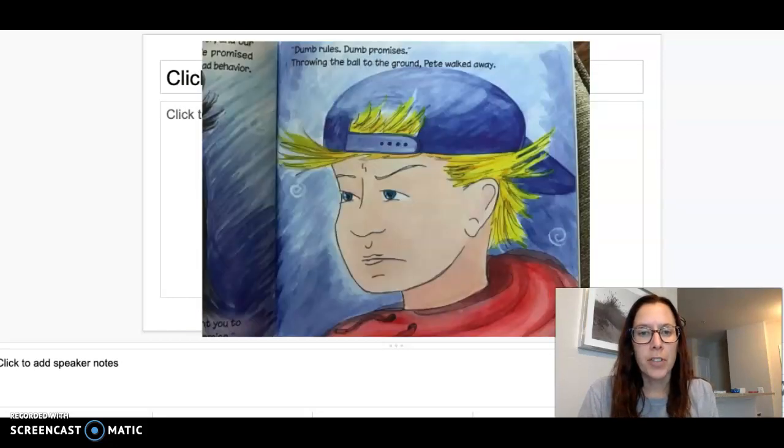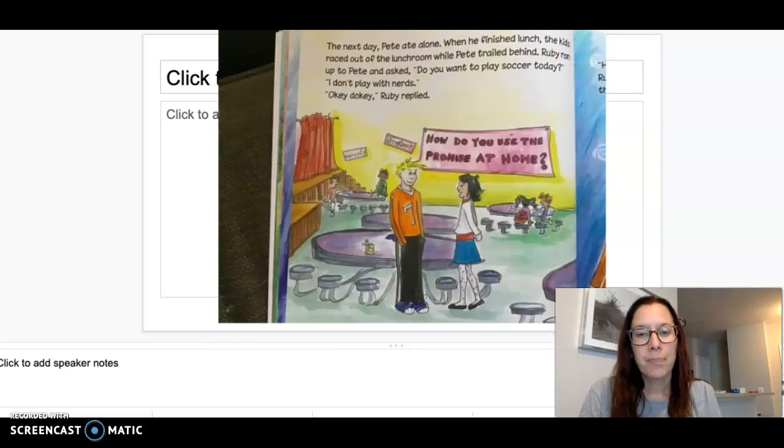Dumb rules, dumb promises. Throwing the ball to the ground, Pete walked away. He's just not making good choices. The next day, Pete ate alone. When he finished lunch, the kids raced out of the lunchroom while Pete trailed behind. Ruby ran up to Pete and asked, "Do you want to play soccer today?" "I don't play with nerds." "Okie dokie," Ruby replied.